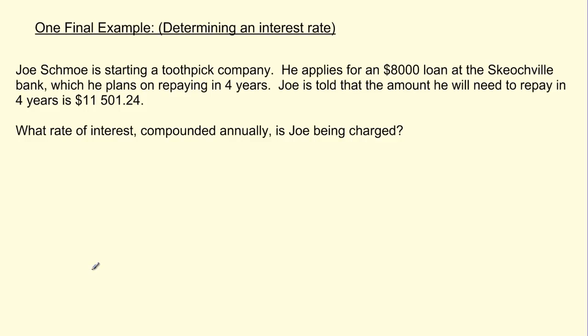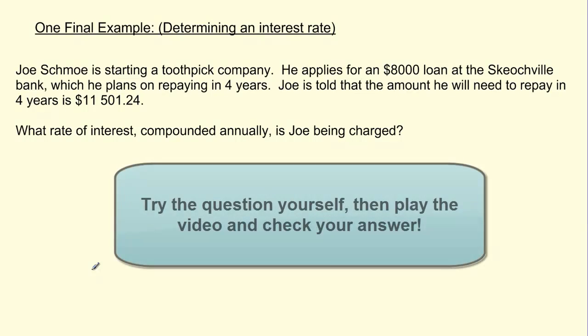All right, let's look at one final example of using compound interest. We're going to determine an interest rate in this question. We have Joe Schmo, and he's starting a toothpick company. He applies for an $8,000 loan at the Skewville Bank, which he plans on repaying in 4 years. Joe is told that the amount he will need to repay in 4 years is $11,501.24. So what rate of interest, compounded annually, is Joe being charged?